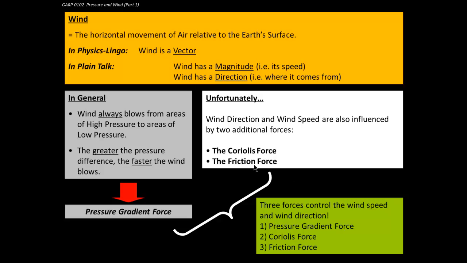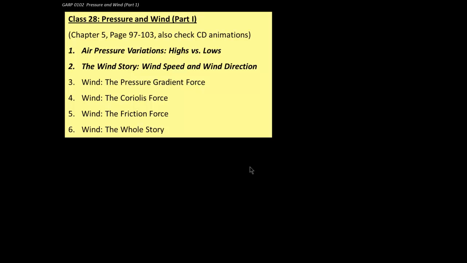We have to consider the pressure gradient force, we have to consider the Coriolis force, and we have to consider the friction force. And that's what we'll do in the next part of this online lecture. Section 3 will be the pressure gradient force, section 4 will be the Coriolis force, and section 5 will be the friction force. And then we'll put it all together. So we'll see you in the next part where we'll talk about these three forces.